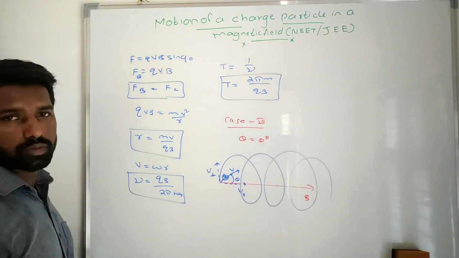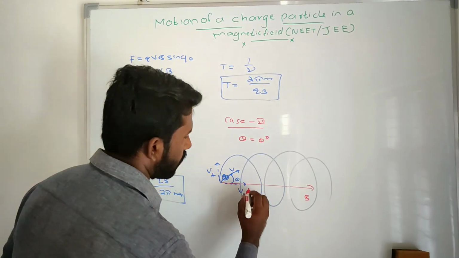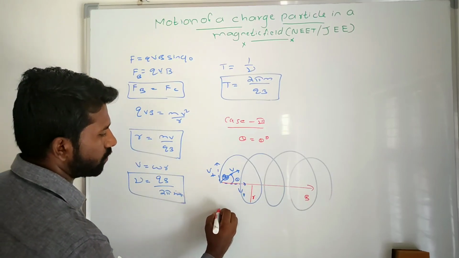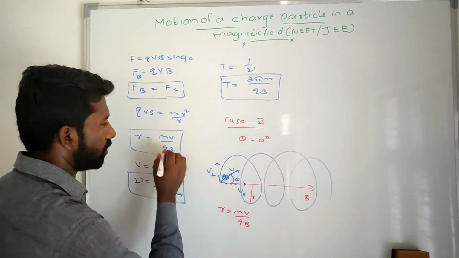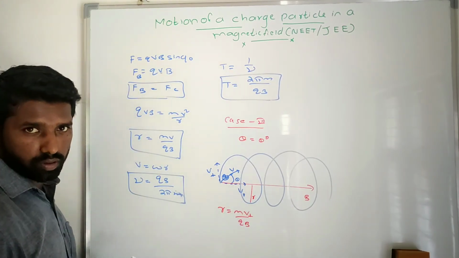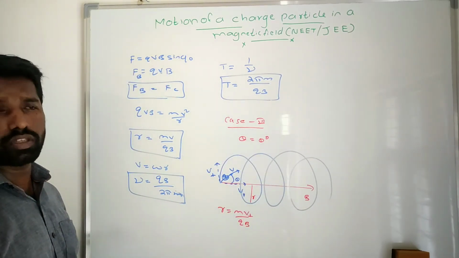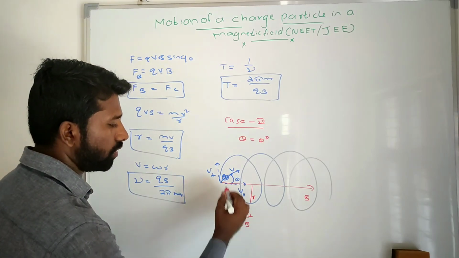Okay, so the charged particle moves in a helical path. Now we will find the radius of the helix. What is the radius formula? Radius is equal to mv divided by qB, the same formula, but there is a change here. This is the perpendicular component, because the perpendicular component makes the charge move in a circular path. So the radius is given by this formula.